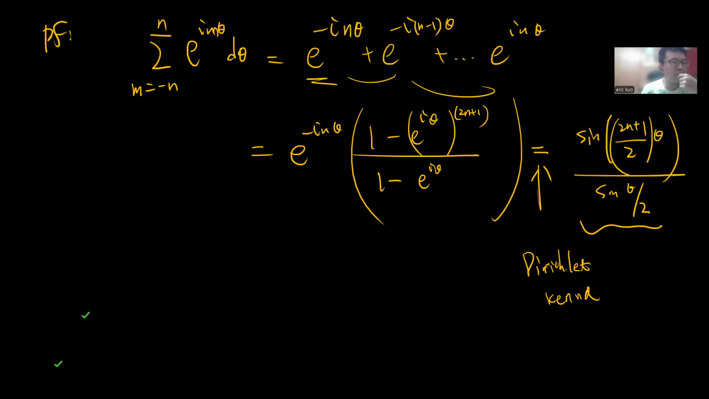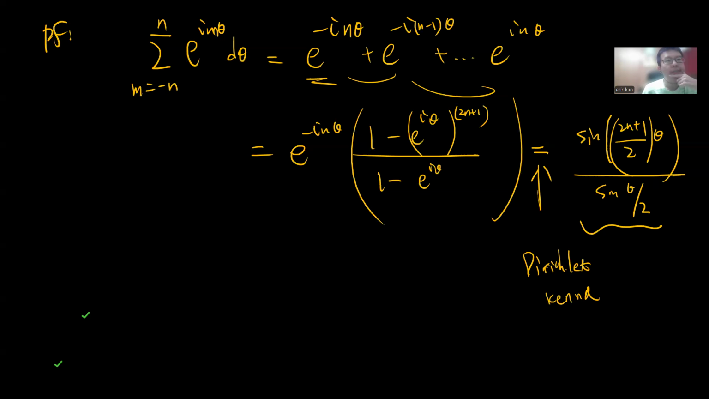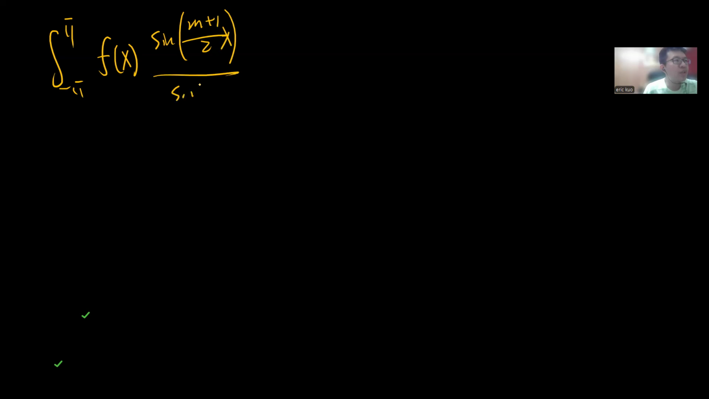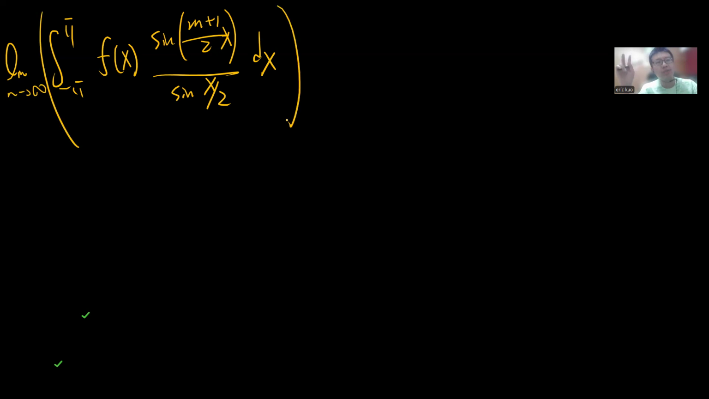So we just play around with this formula. The goal is to compute this. It's 0 to pi, but it's the same as negative pi to pi. So we are going to show the following. We write down f of x times sine of one half of (2n plus 1) x divided by sine of x divided by 2, dx. The goal is that we want to show that when n goes to infinity, this guy looks like a delta function, as we just said. So this is the goal we want to prove.